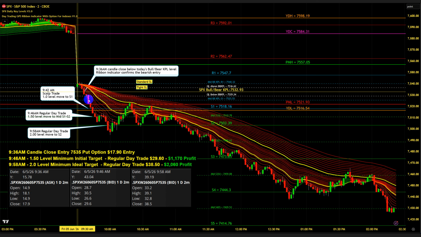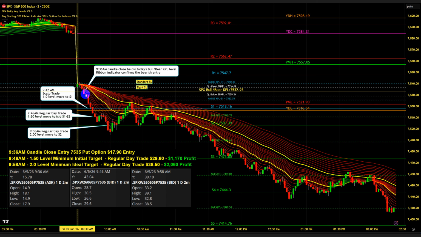However, a candle close above or below a key level alone is never enough. Every trade entry also requires ribbon confirmation. For a bullish trade entry, price must close above a key level and the ribbon indicator must confirm with an all-green ribbon. Ideally, the upper bands of the ribbon should be starting to separate from the ribbon base, showing momentum expansion. For a bearish trade entry, price must close below a key level and the ribbon indicator must confirm with an all-red ribbon. Ideally, the lower bands should be pulling away from the ribbon base, showing momentum expansion. No ribbon confirmation, no trade.